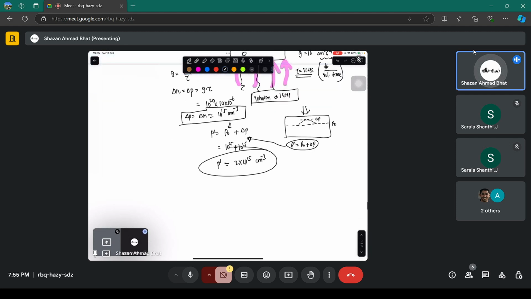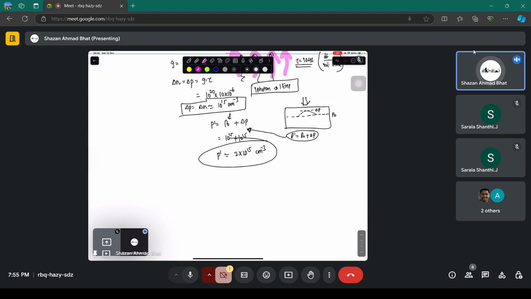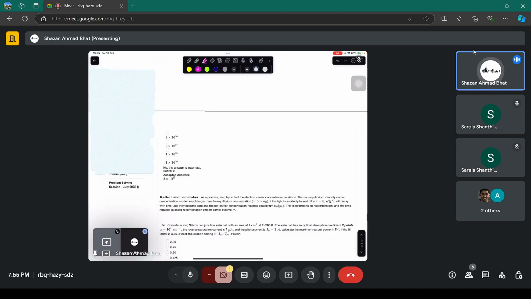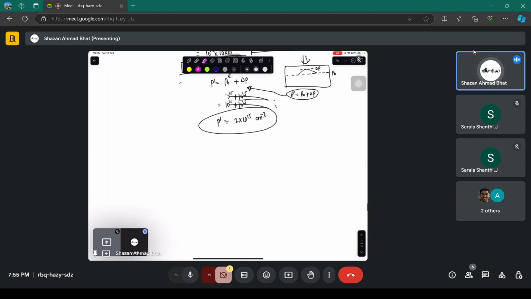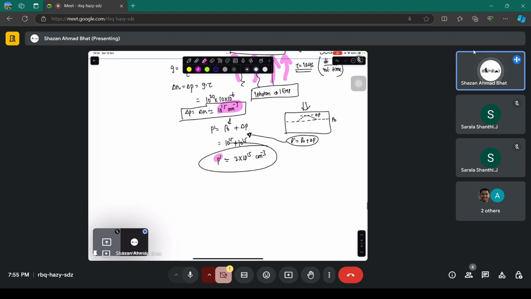So most of the people make a mistake: they just stop here and write 10 to the power 15 as the answer, which is this one. And it will be an option in the examination definitely. But they don't think that the overall hole concentration will be the background concentration plus what is generated. So you have to keep this in mind always.